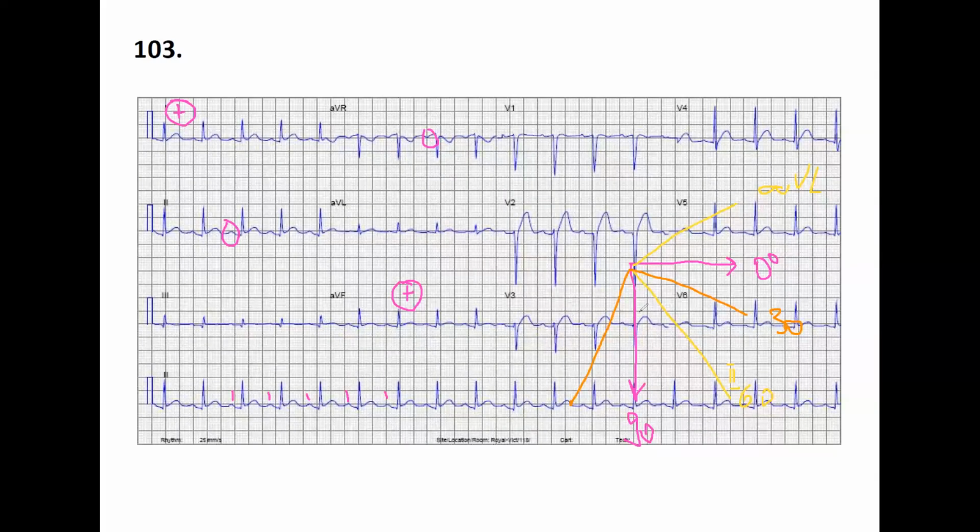Now let's see. aVL is positive, yes? So we are somewhere here. Lead number 3 is positive, meaning that we are somewhere here. So somewhere between 30 and 60. Exactly. But it's still normal. Okay, good. Very good. Nothing else so far. Thank you.